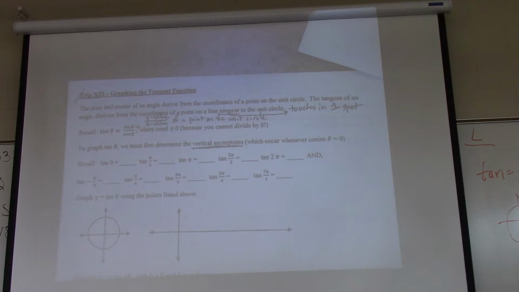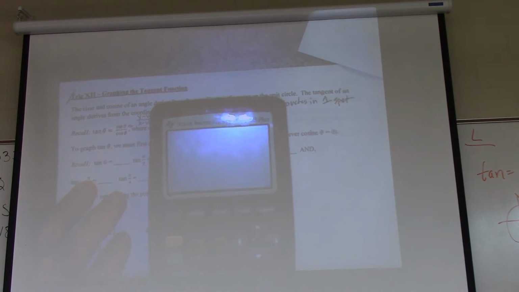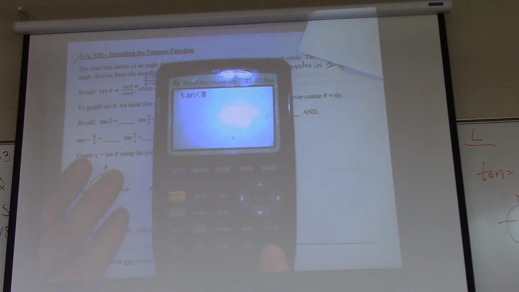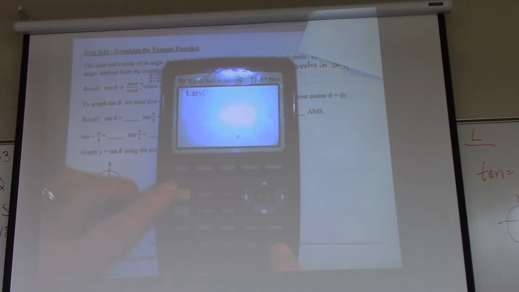Let me show you how to do tangent of pi over 2. I'm going to literally type in tangent, and the parentheses already shows there. Pi is right below clear, so I go second, and then the button right below clear. Pi shows up, divided by 2.